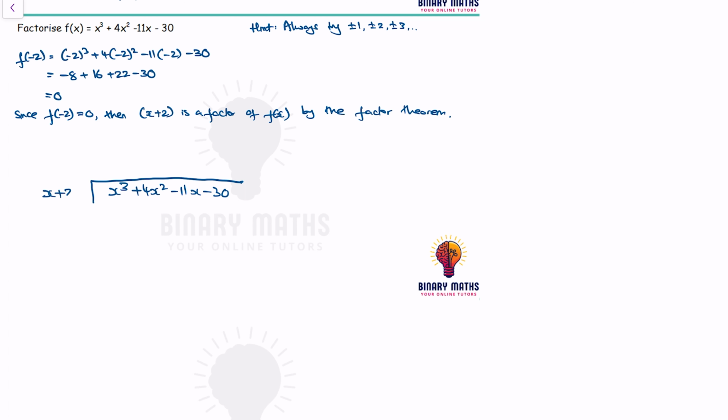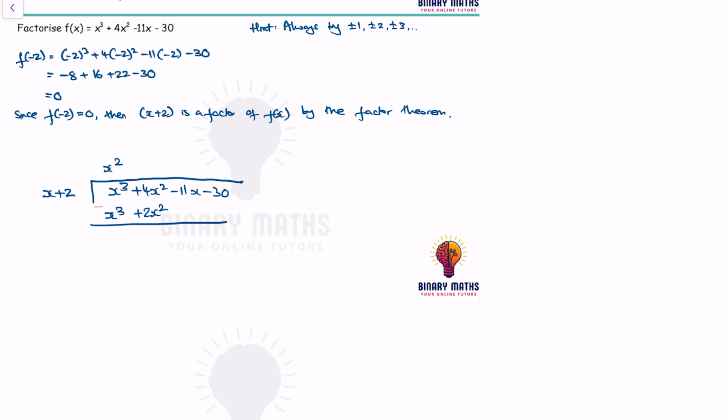x plus 2. Now please brush up on your polynomial division if you haven't done it already. It's just a skill that you need to learn, so practice a few and then you should be better at this. So x times what gives me x cubed? It must be x squared. Then I multiply these out. X squared times x gives me x cubed. X squared times 2 gives me positive 2x squared. Now remember, I'm subtracting these.